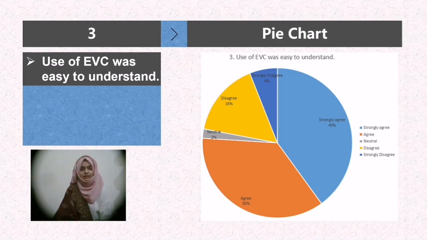So this statement was asked to analyze the understanding about the difficulty in the use of English vocabulary corpus. The answer of this question helped in understanding the difficulty level of English vocabulary corpus. The responses given by students were: 40 students stated strongly agree, 36 students said agree, 2 students stayed neutral, 16 students were favoring disagree, and 6 students narrated strongly disagree. So basically this shows that EVC is overall easy to understand.